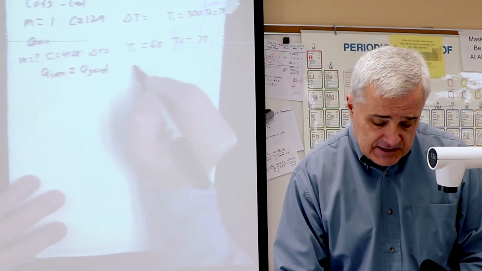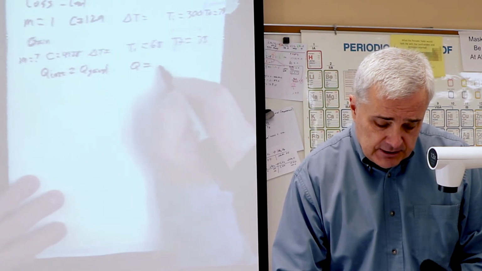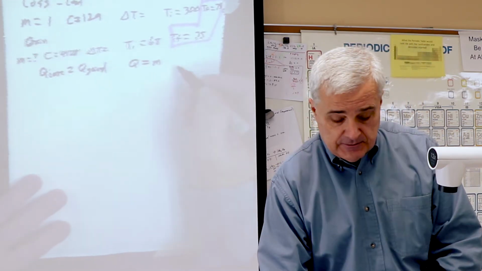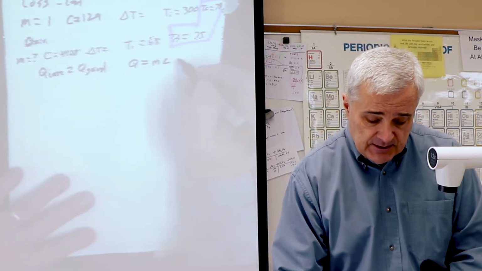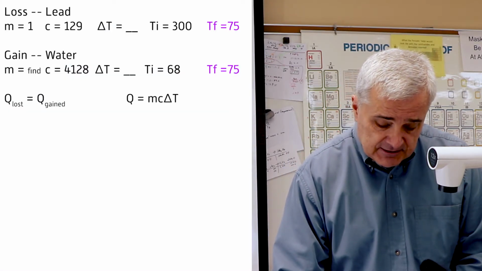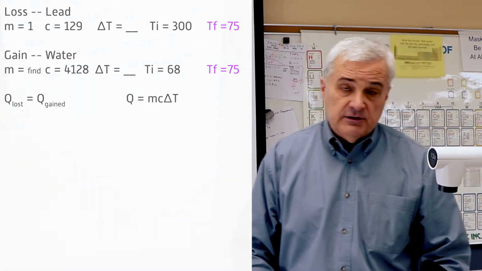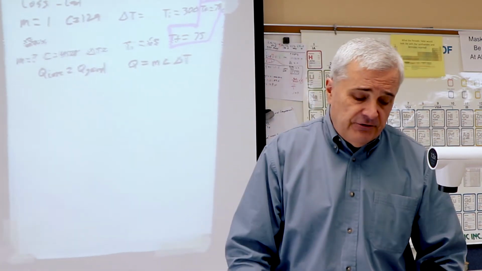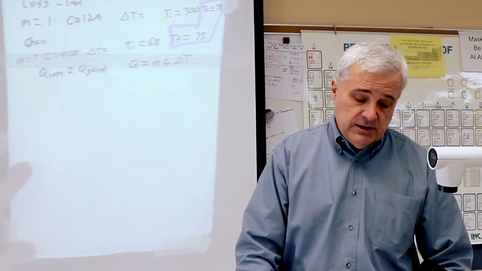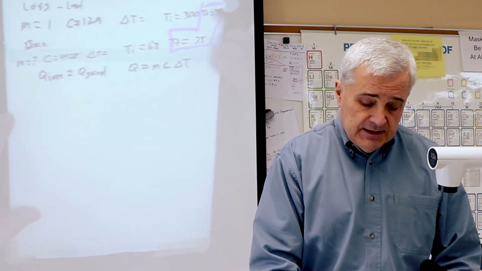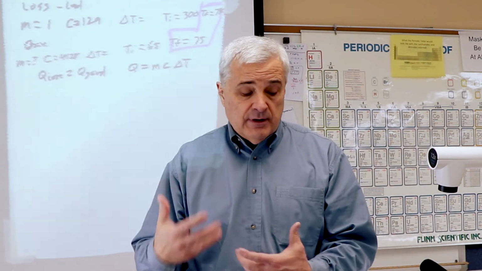The second is that energy, Q, is equal to the mass of the substance, the specific heat of the substance, and delta T. Delta T being the change in temperature. How do you find delta T? We need it for both these equations. Delta T is initial temperature minus final temperature.